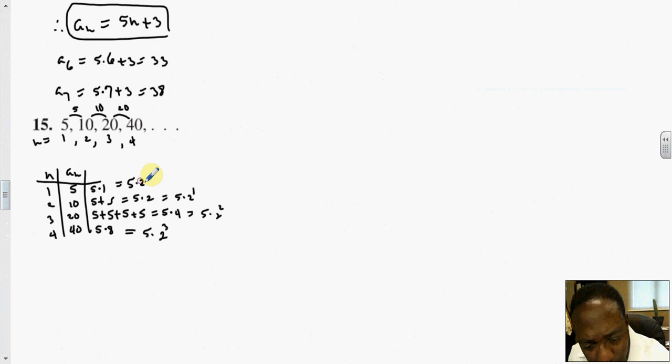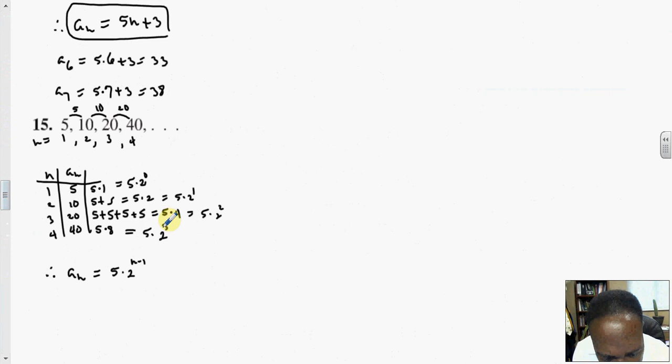Right? But this number here, that exponent, has to be based on what the input is coming in to be, right? What is being inputted? What is different by one, so no problem. So it looks like to me that the pattern for a sub n is 5 times 2 to the n minus 1. Look, this is a 4, it's a 3. 4 minus 1 is 3, right? This is a 3, but it's a 2 up there, right?